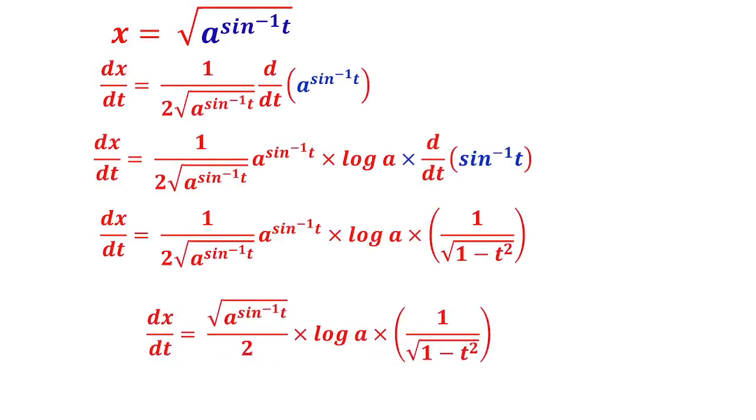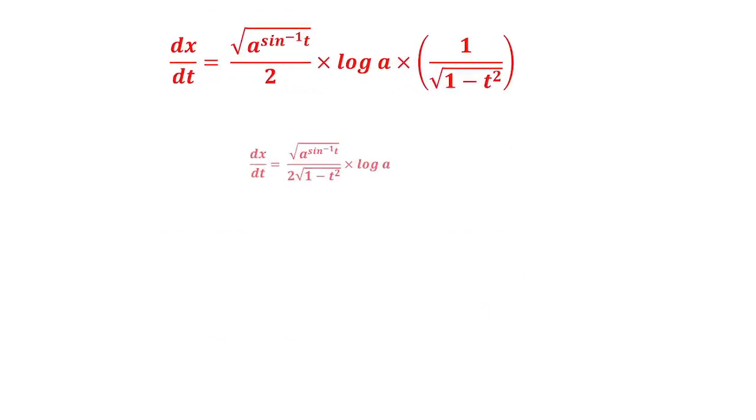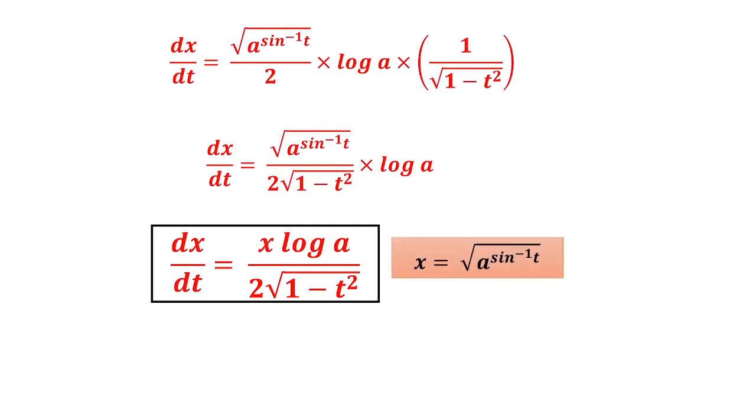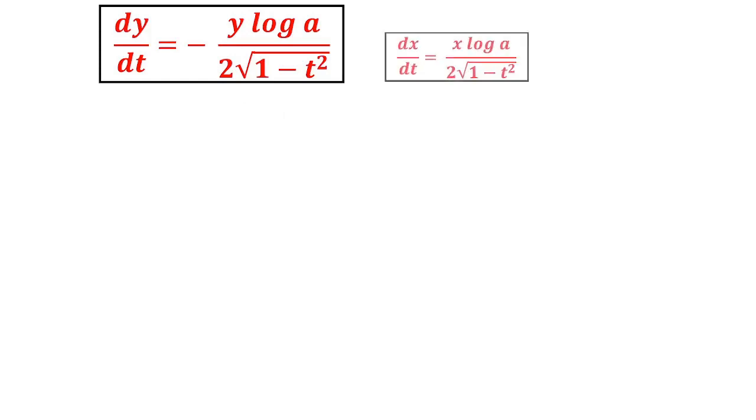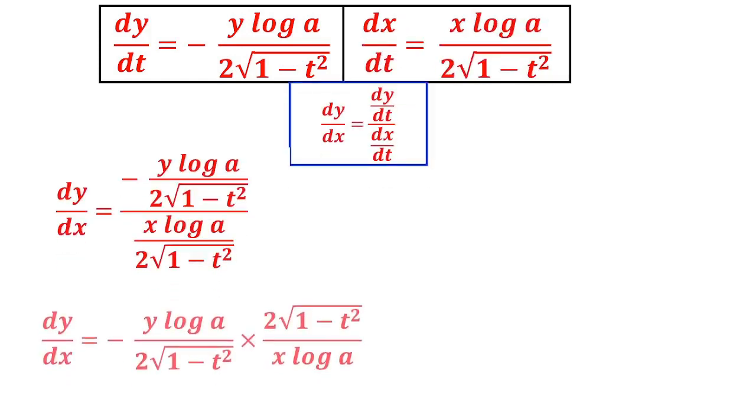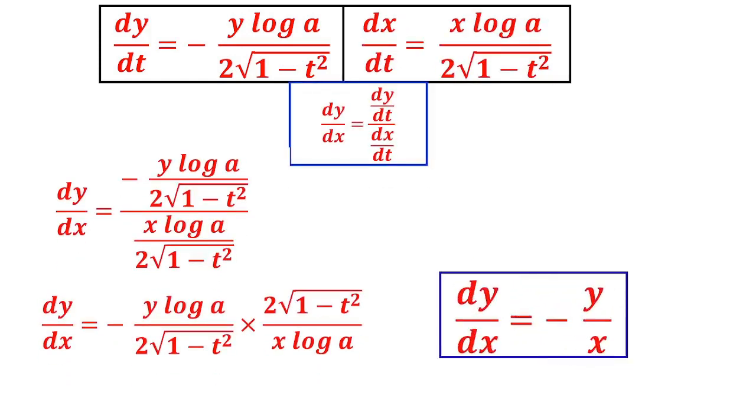1 by 2 times root a power sine inverse t into differentiation of a power sine inverse t, that is a power sine inverse t into log a into d by dt of sine inverse t. And by doing the simplification, we got dy by dx as x log a by 2 into square root of 1 minus t square. Now find dy by dx now, and you will get it as minus y by x.